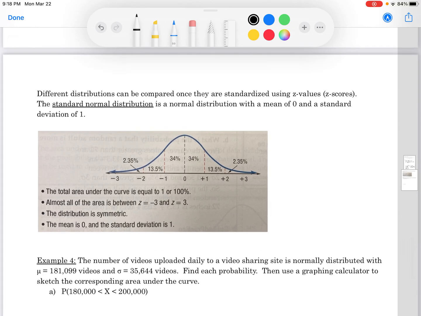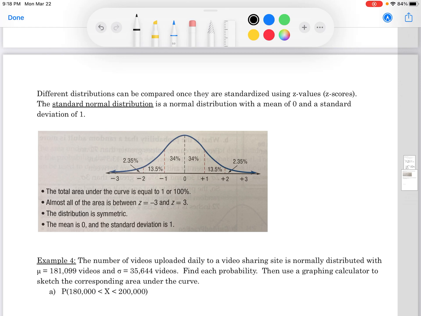The standard normal distribution is going to allow us to assign actual areas to the intervals created by z-values. So here we see that different distributions can be compared once they're standardized using those z-values. Here we have the standard normal distribution, and this is a normal distribution, but the mean is 0. So what we're going to do is basically take whatever your data is, and your mean could be anything, and we're going to standardize it. We're going to basically put them all in the same scale, sitting in the same spot, and that way we can compare the data to each other.